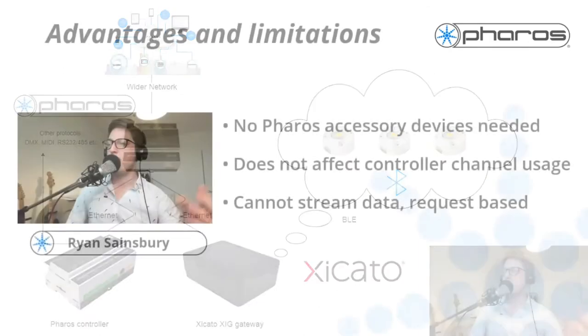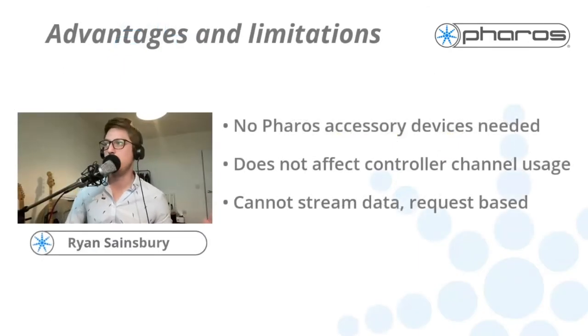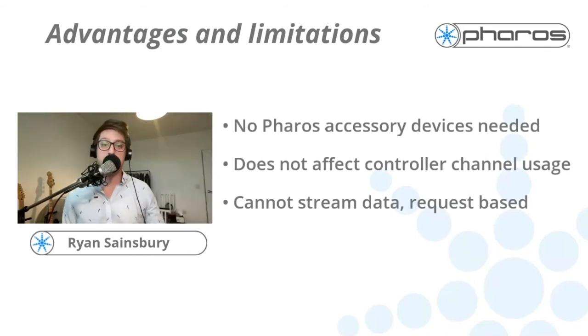So what are the advantages of using a Xicato system, and what are the limitations? First of all, other than the Xicato gateway, you don't need any other accessory devices from Pharos, just the controller, the gateway, and the fixtures. I've set this up today. It's very easy to set up. You only need to run power to the fixtures, have your Xicato gateway networked, and you're good to go.